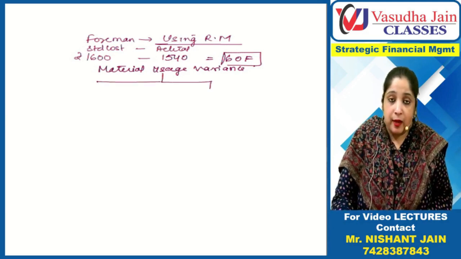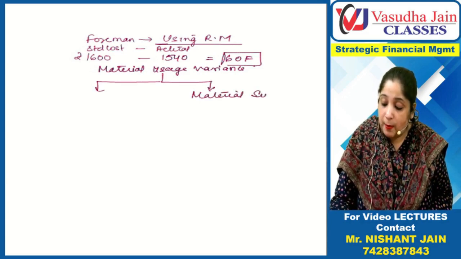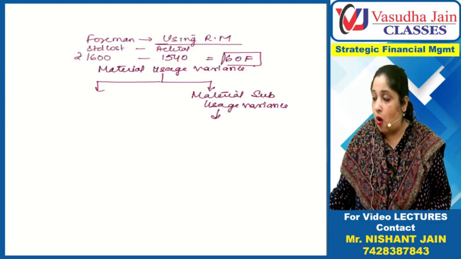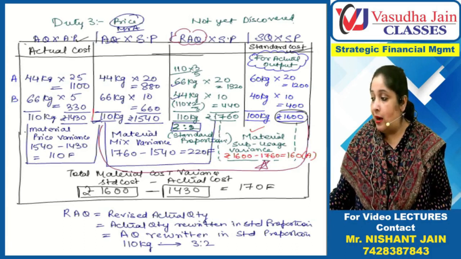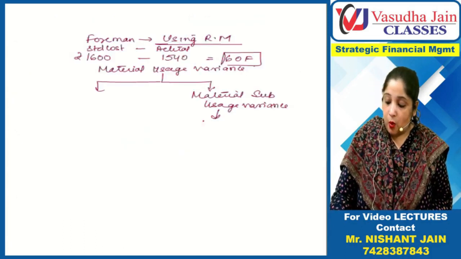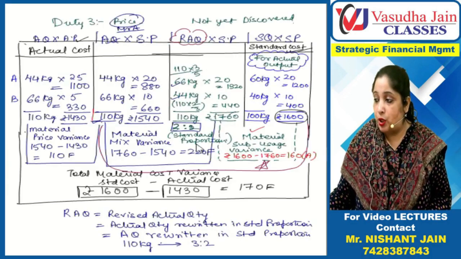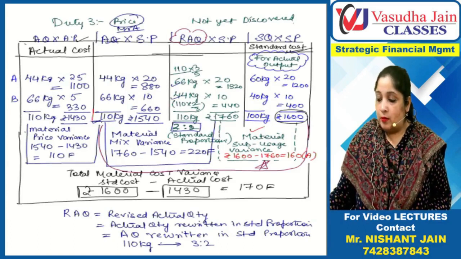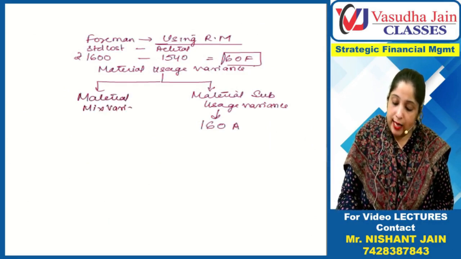I'm going to tell him that, dear foreman, because of your first mistake, which was termed as material usage variance, because you have used more material, we have suffered a loss of how much? 160 adverse. And because of your second mistake, which was the change of proportion, you have changed the proportion, we had a gain of 220. Mix variance, we had a gain of 220.